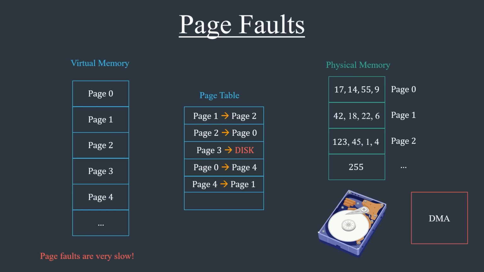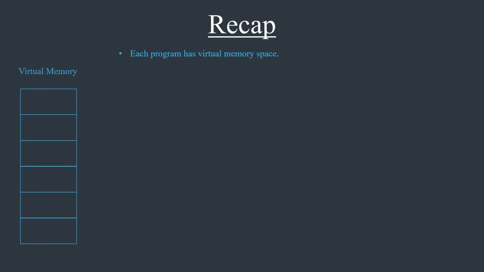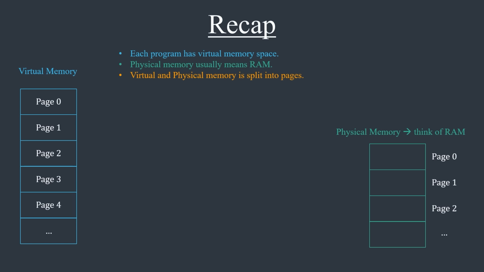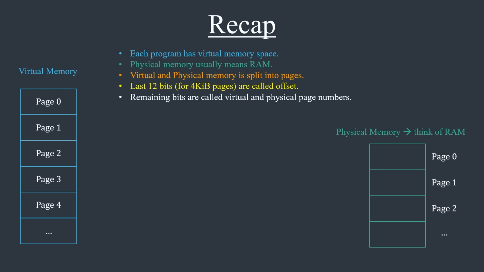Let's summarize what we've learned so far. Each program has its own virtual memory space. When we say physical memory, we think of RAM. Both virtual and physical memory spaces are split into 4 kilobyte chunks called pages. The last 12 bits of physical and virtual addresses are called offset, while the remaining bits are called virtual and physical page numbers. This is assuming 4 kilobyte pages.